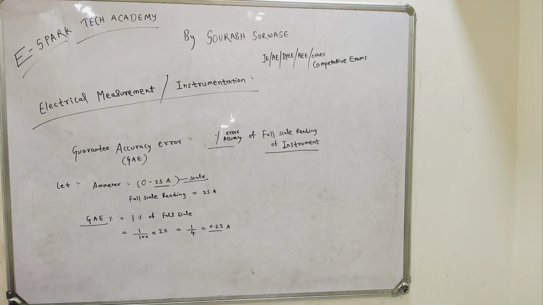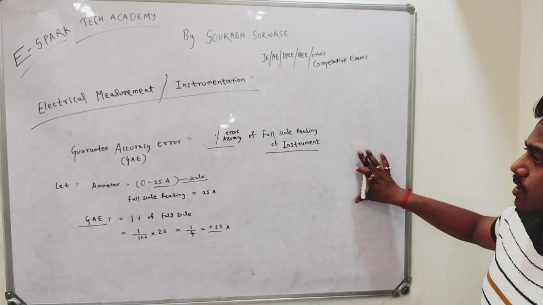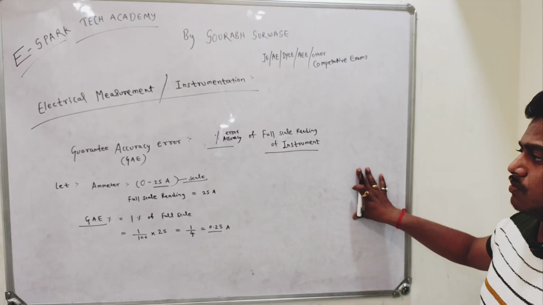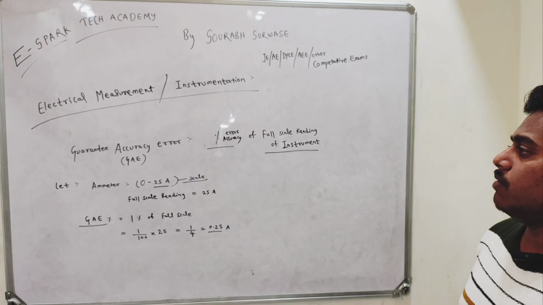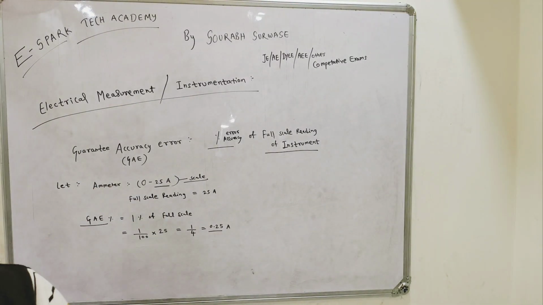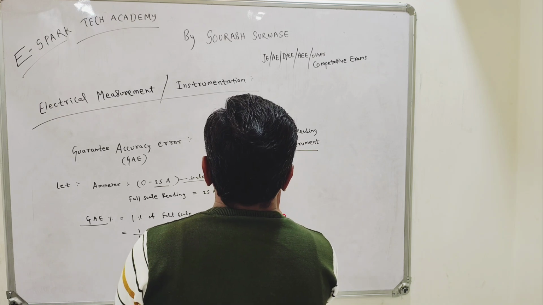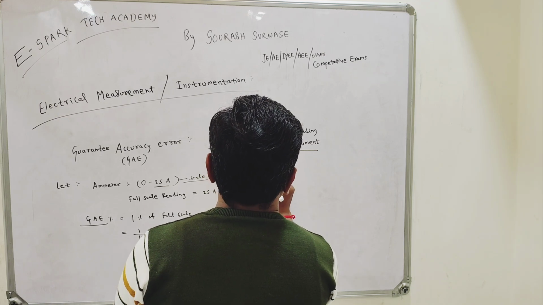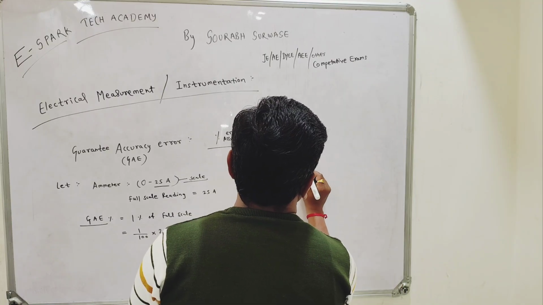In the same way, one more thing I want to tell you is that this is just the calculation of guaranteed accuracy error. Now the next step is we have to calculate the limiting error. Now we will find out the absolute limiting error in the upcoming example. I will keep this example as it is. Now again, one thing is given in the problem, it is the measured value of current.